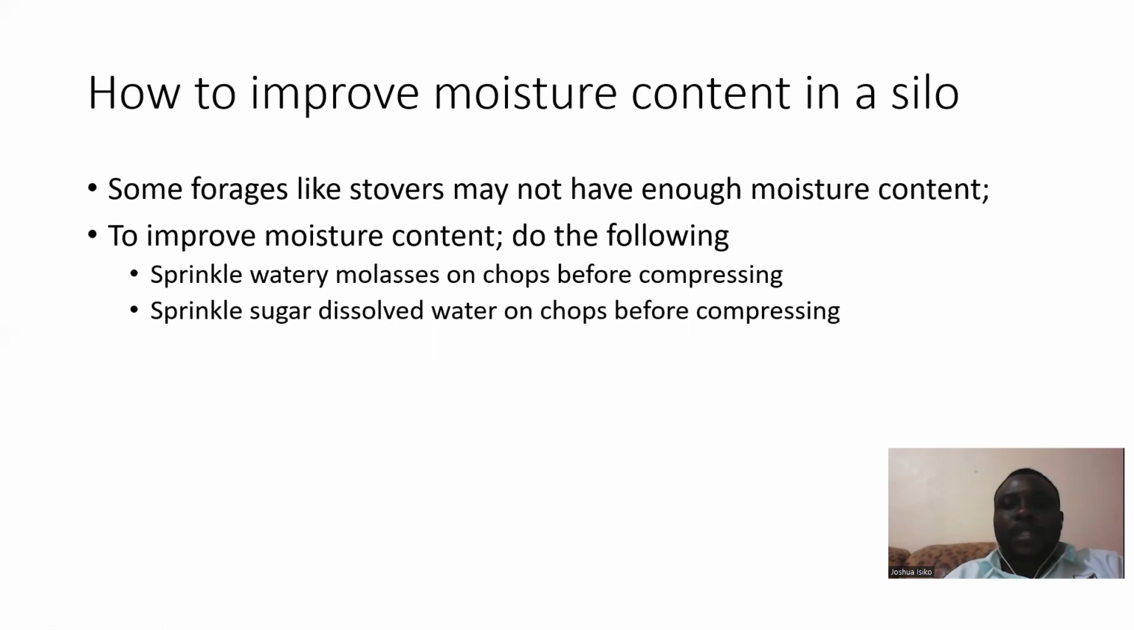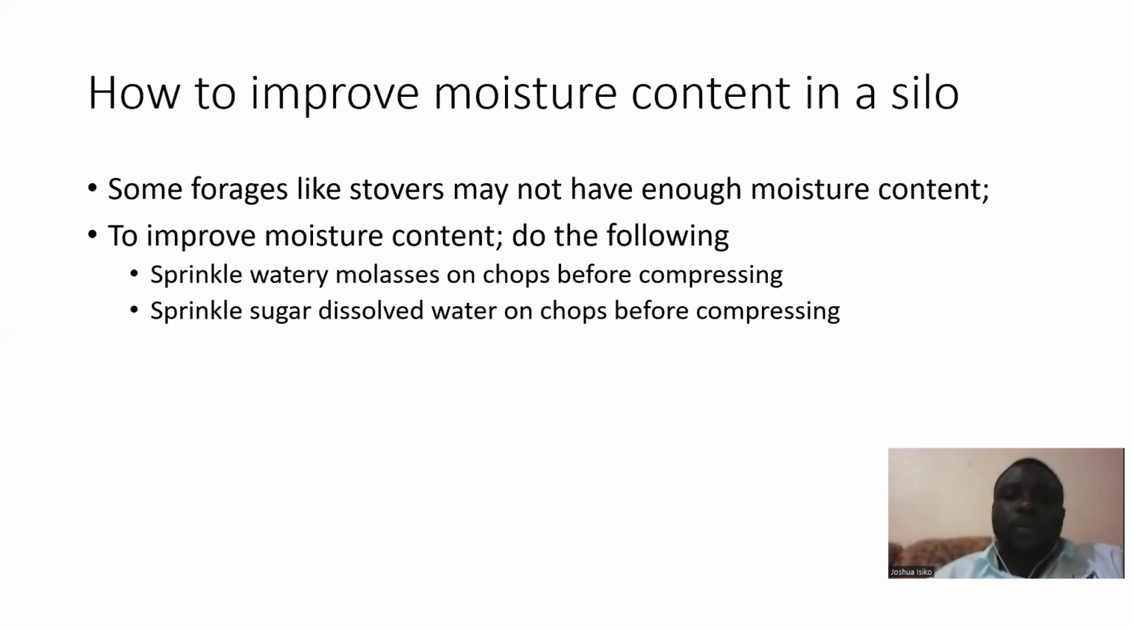How to improve moisture content in your silo. Oh, this is interesting. Some forages like stovers may not have enough moisture content. So to improve that moisture content, you can sprinkle water with molasses on the chops before compressing. Also sprinkle sugar dissolved in water. You may not have molasses. Buy sugar and then sprinkle on the chops before compressing.